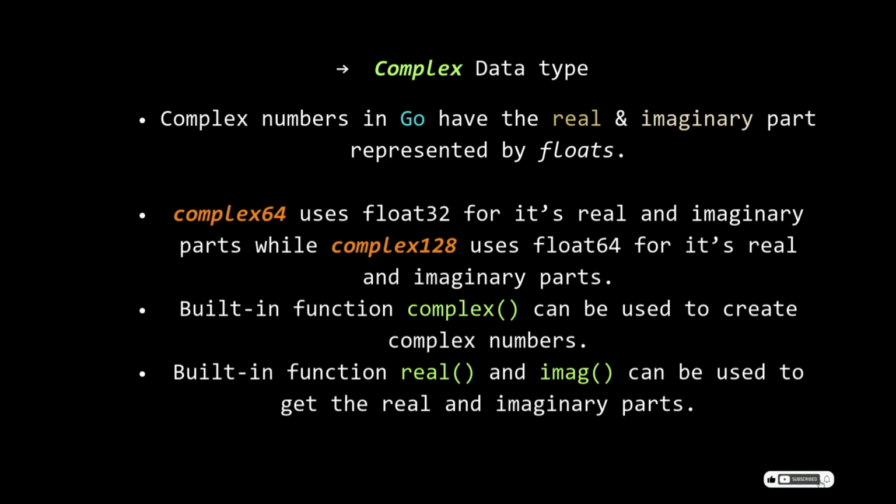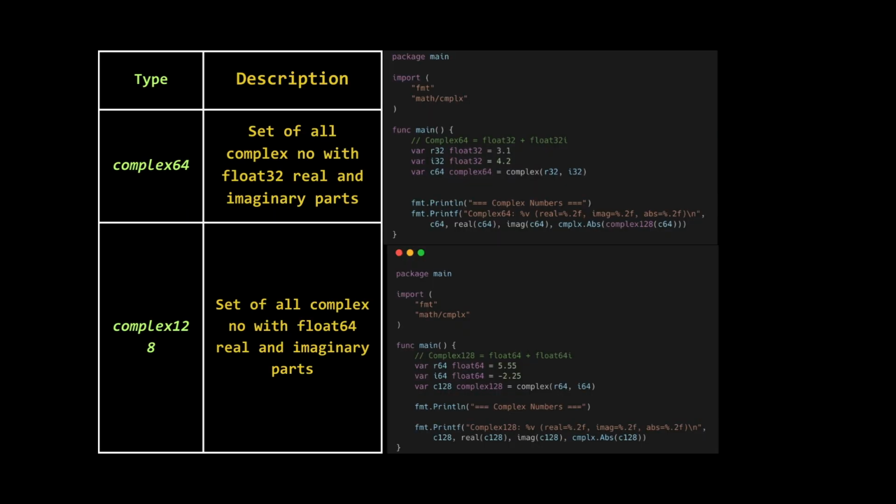This table just shows a mental map of the type and the description of complex64, which is the set of all complex numbers with float32 real and imaginary parts, and also the equivalent for complex128.